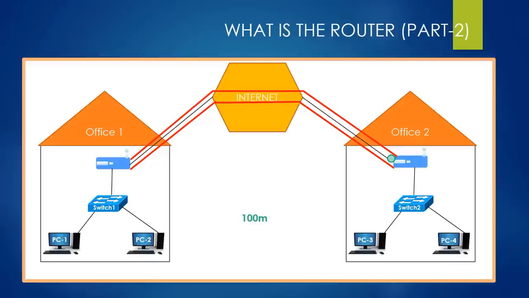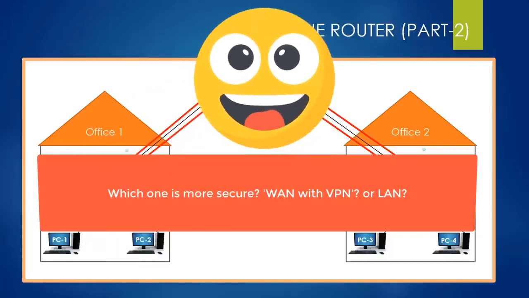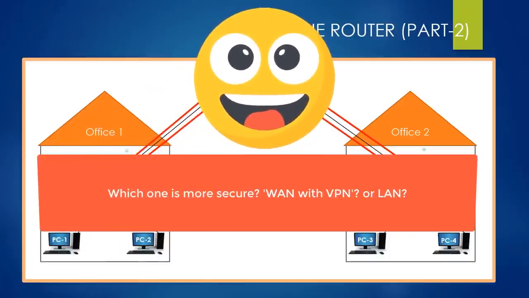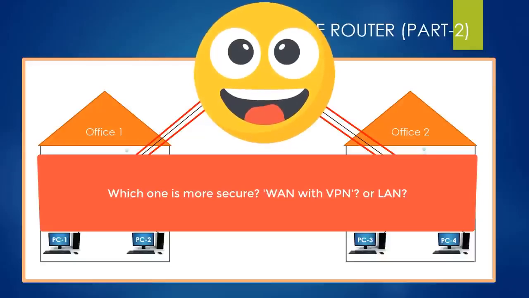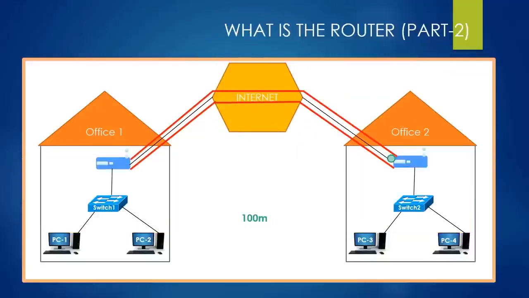I believe so far everything is good, but I want to ask you a question. Which one do you think is more secure, WAN with VPN or LAN created by connecting switches directly? Please think about it for a short time and try to answer it. The answer is so simple, isn't it?